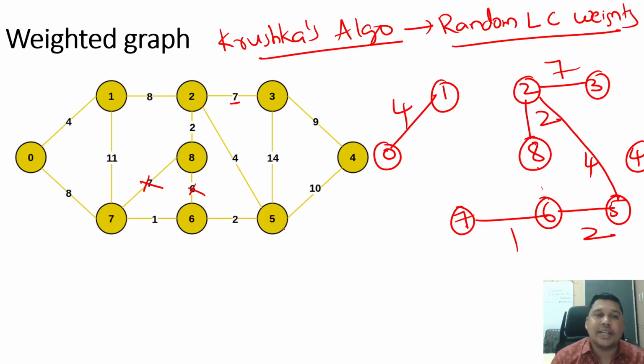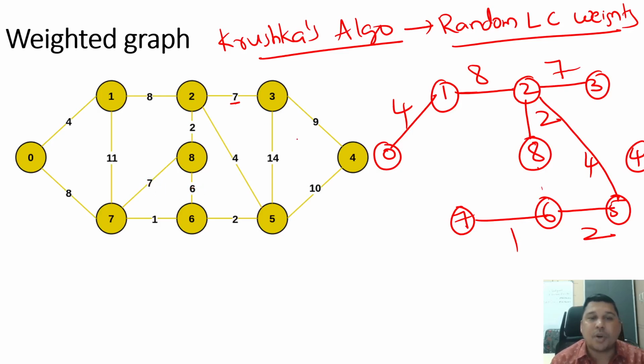Next, which is the next weight after 7? 8. There are 2 8s. One is here, another is here. So are they forming a cycle? No. If I connect this like this, it's okay. It is not forming a cycle. But if I connect this from 0 to 7, it is forming a cycle. Don't do that. So 8 is also over.